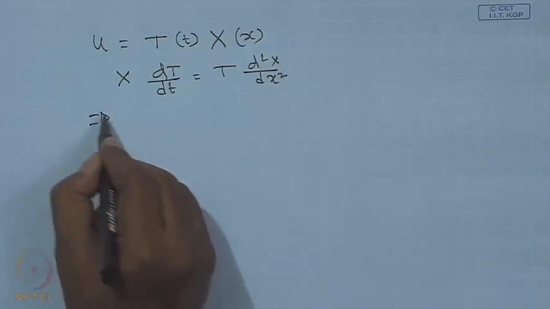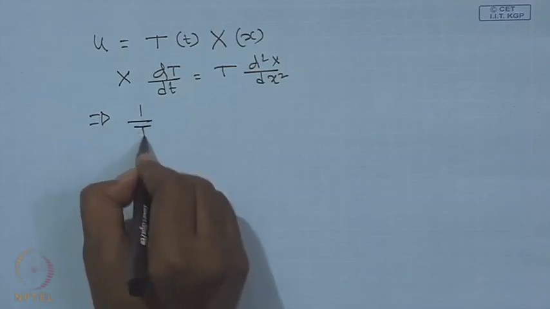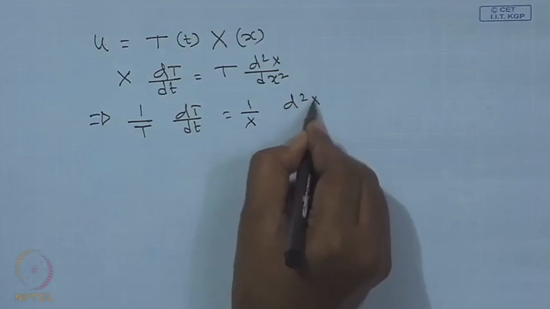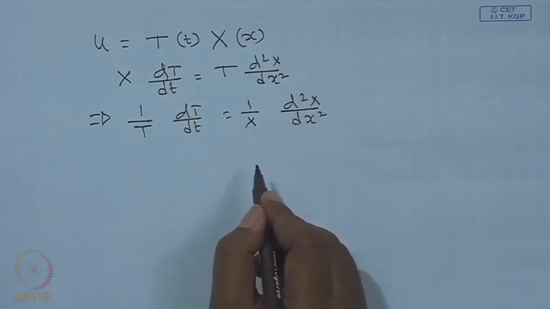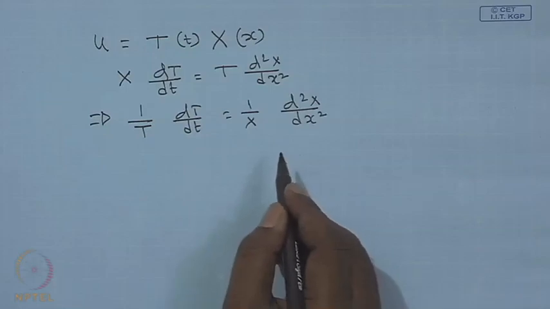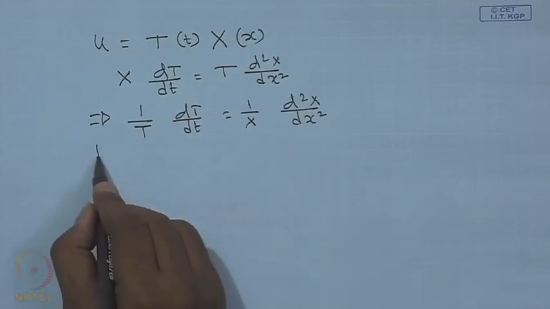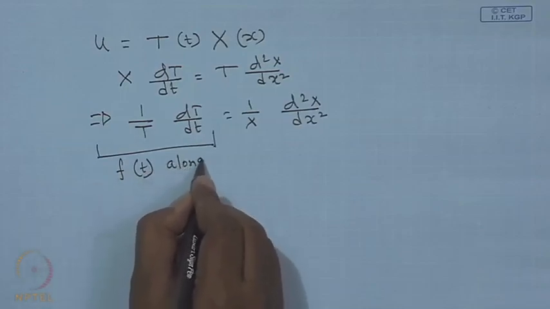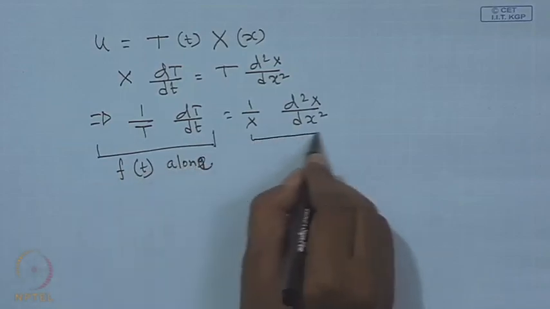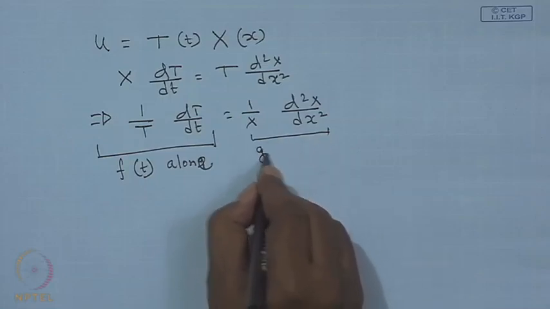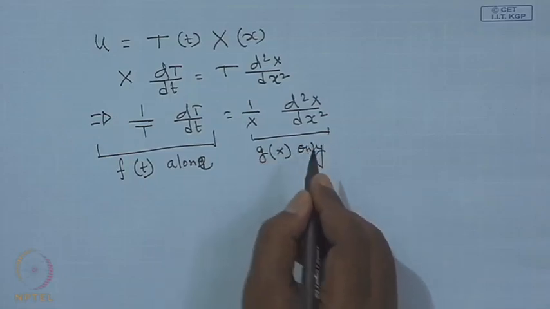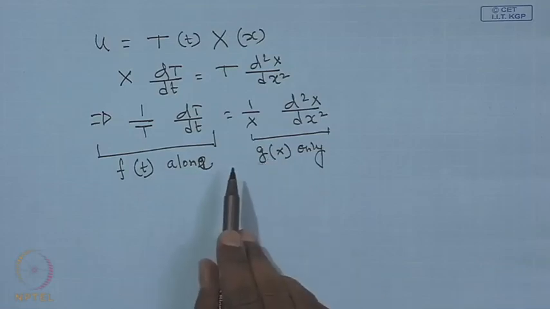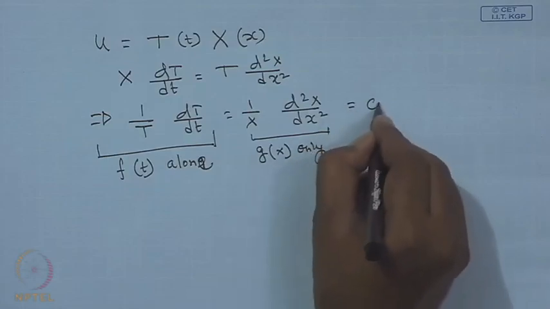Next we separate the variables: 1 over T dT/dt is equal to 1 over X d²X/dx². If you look into this equation, the left hand side is completely a function of time alone and the right hand side is entirely a function of space. So, this is a function of time alone, this is a function of space alone, they are equal and they must be equal to some constant.